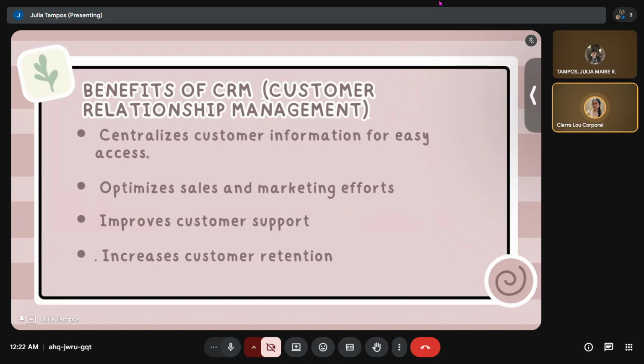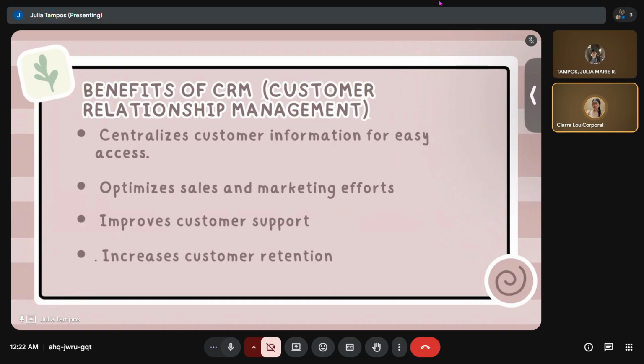And lastly, it increases customer retention. Happy customers are more likely to stay loyal and buy again. For example, if a cafe remembers a customer's favorite drink and offers them rewards, this would make the customer feel valued and keep them coming back.